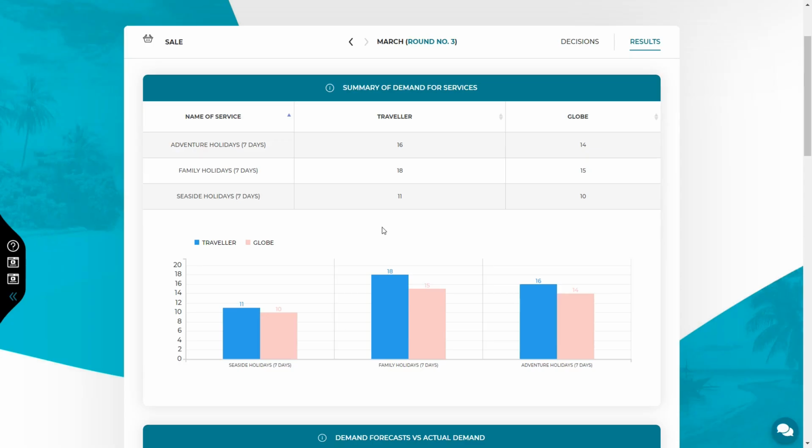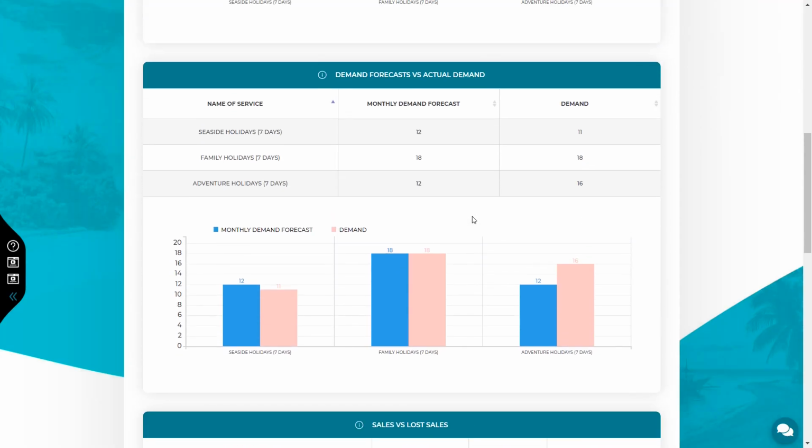My task then will be to check the prices and quality of the offers to find the answer to the question why more customers decided to choose the Travelers team's services. Remember, there is no best strategy. Sometimes it's better to have fewer customers but sell them your services for a higher price, and sometimes it's more profitable to set a low price and have a high demand.